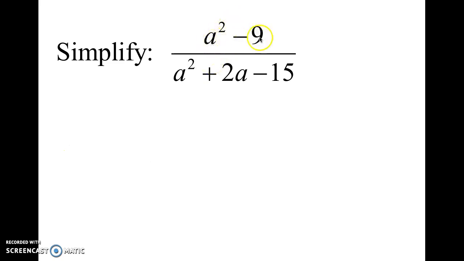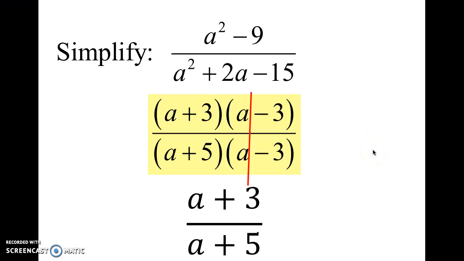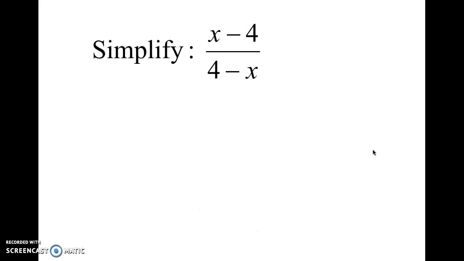Next, a squared minus 9 all over a squared plus 2a minus 15. A squared minus 9, we can factor by difference of two squares. And this one would be factoring general trinomials. So, factoring both numerator and denominator, we will have a plus 3 times the quantity of a minus 3 all over a plus 5 times the quantity of a minus 3. They both have a factor of a minus 3, so we can cancel that one. So, what's left would be a plus 3 all over a plus 5.